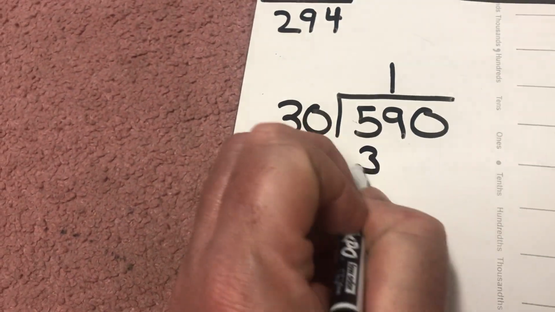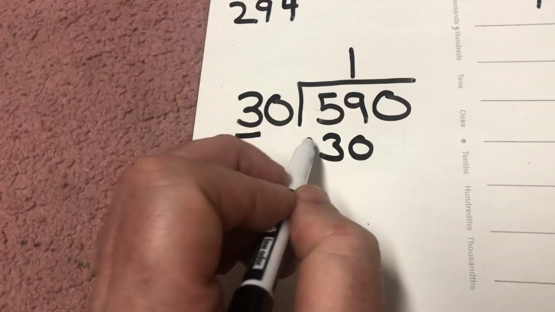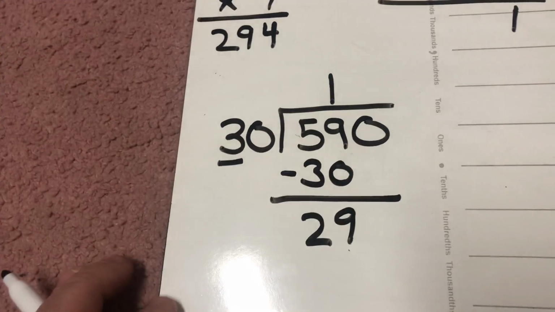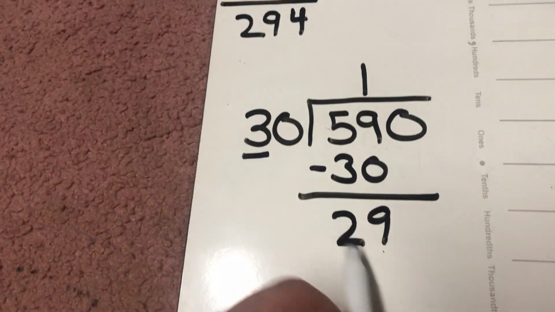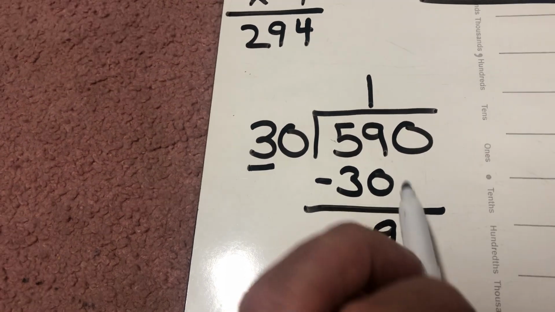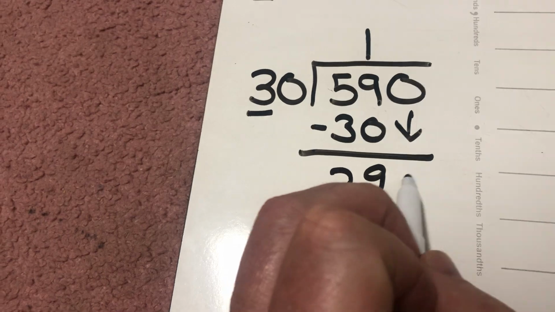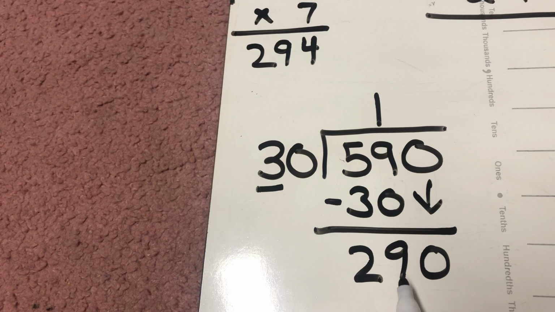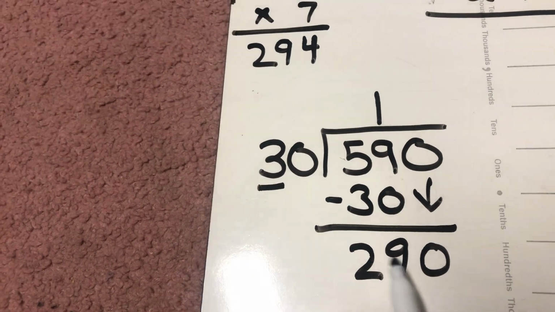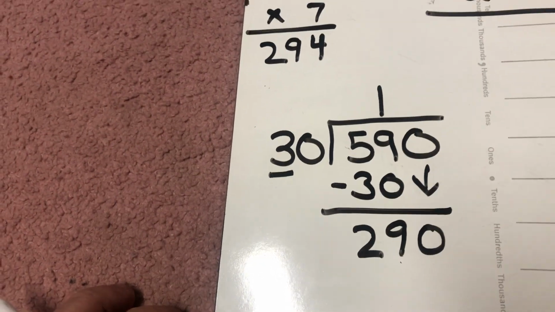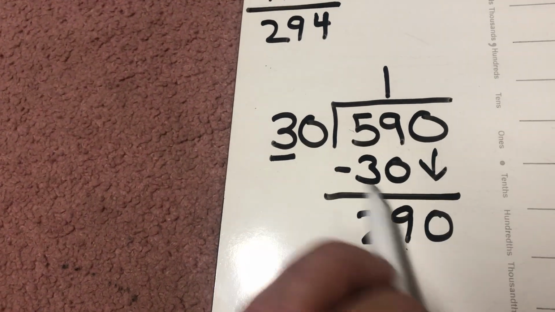After I divide, I multiply. 1 times 30 is 30. 59 minus 30. 9 minus 0 is 9. 5 minus 3 is 2. I get 29, which is almost 30, but it's still less than 30. So I'm okay with that as an answer to my subtraction problem. After I subtract, I bring down, so it's the 0 left to bring down. And I'm going to think how many times 3 can go into 29, because I think the number of times that 3 can go into 29 is the same number of times that 30 can go into 290. That makes sense because it's both just zeros.